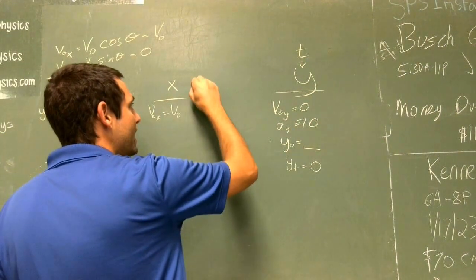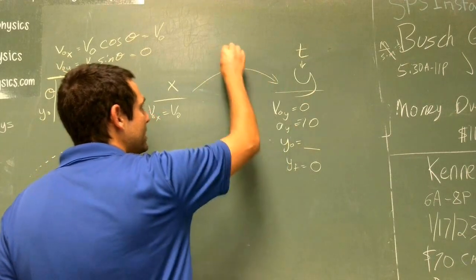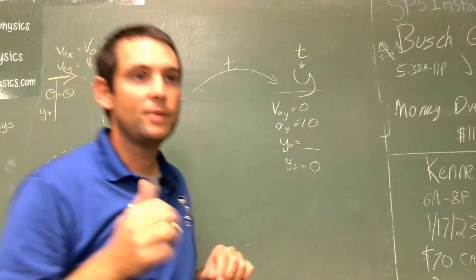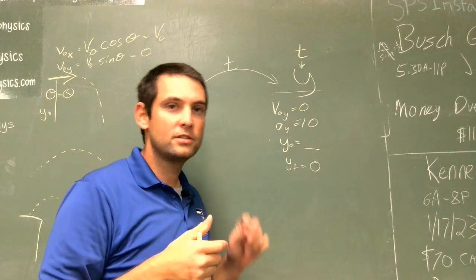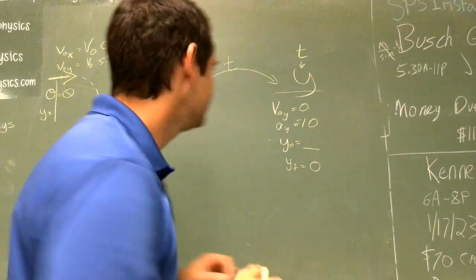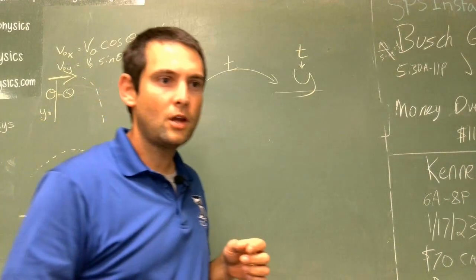The thing that ties x and y together is time. The time is going to always be the same. Remember, the bullet fired versus the bullet dropped from the same height will hit the ground at exactly the same time. On to case 2.